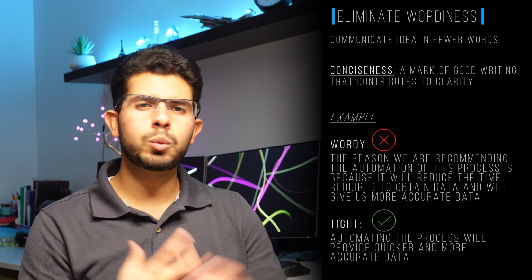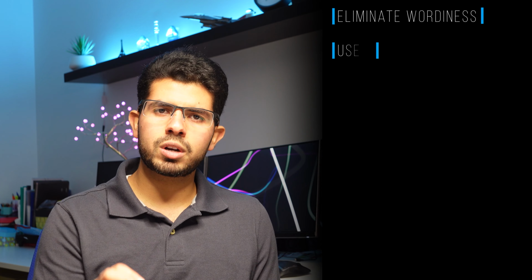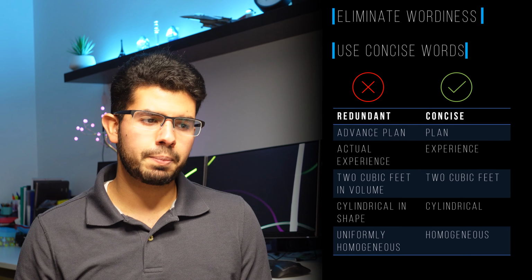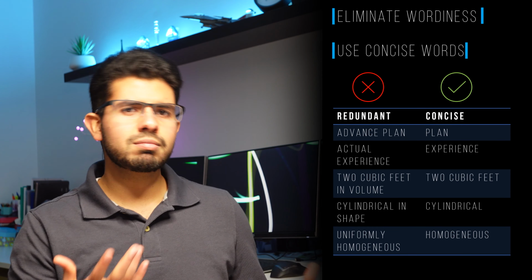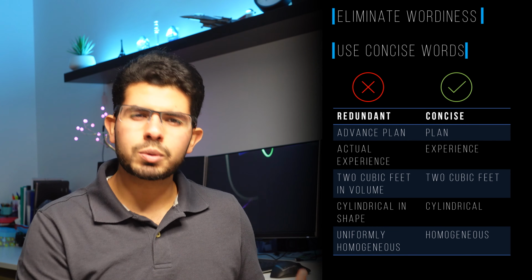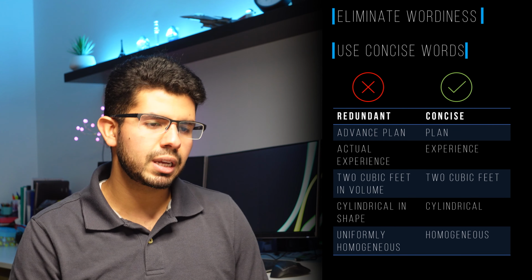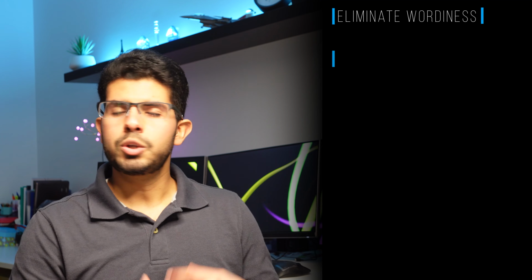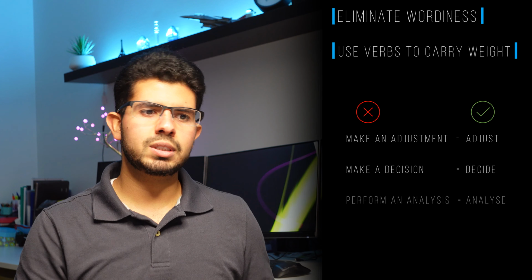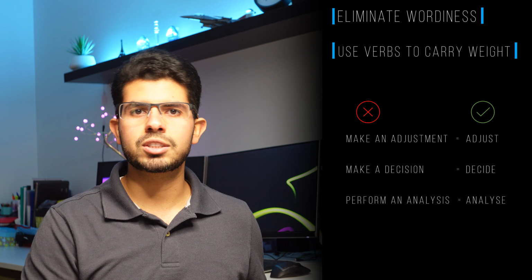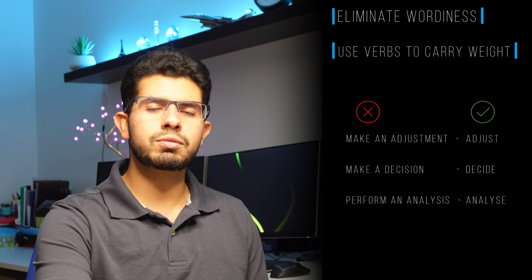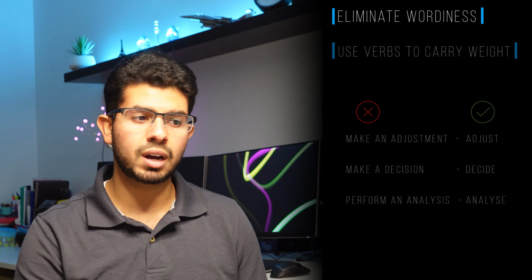So don't add words that are not functional. Use concise words. Redundant words, get rid of them. An example is advanced plan. Well, don't add the word advanced. It's redundant. Or actual experience. Actual is redundant. Uniformly homogeneous. Uniformly is redundant. Also use verbs to carry weight. So instead of saying make an adjustment, just say adjust, or instead of perform an analysis, just say analyze. And usually that's a shorter and more concise way to demonstrate the idea.